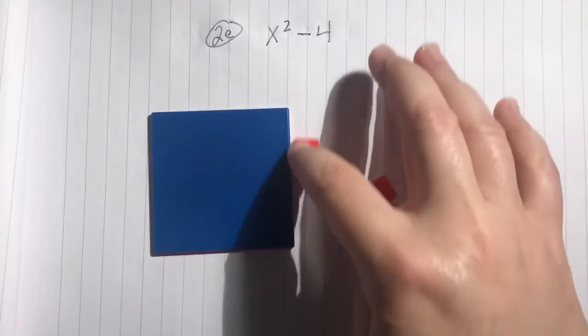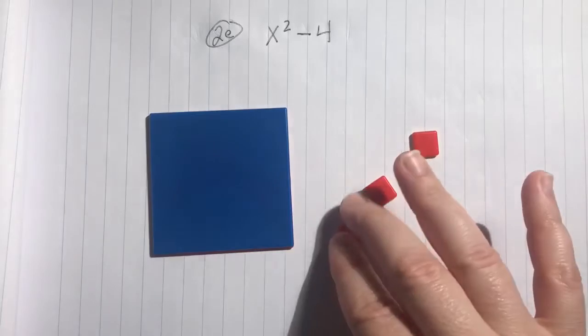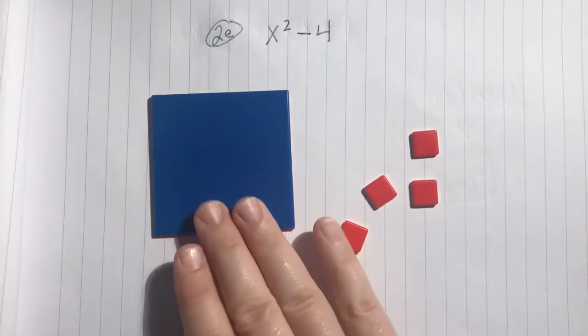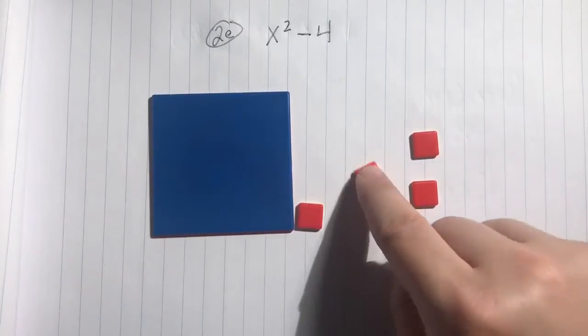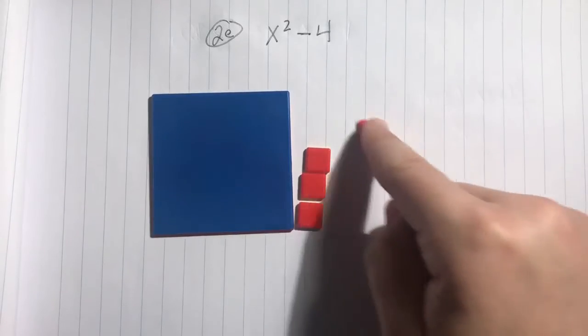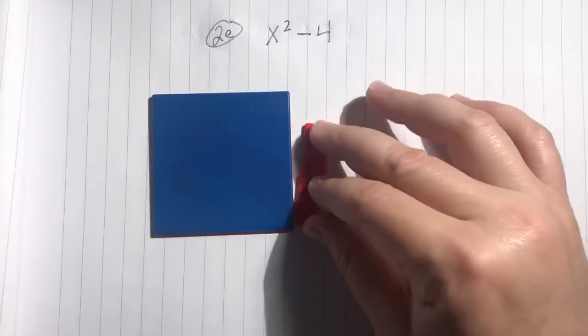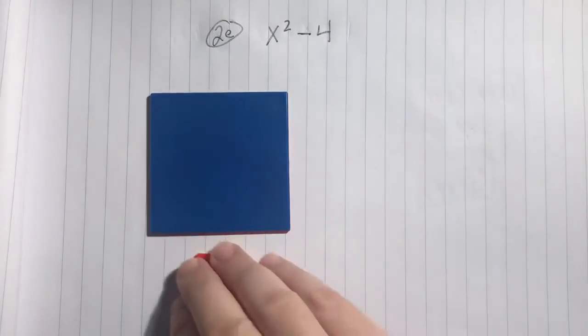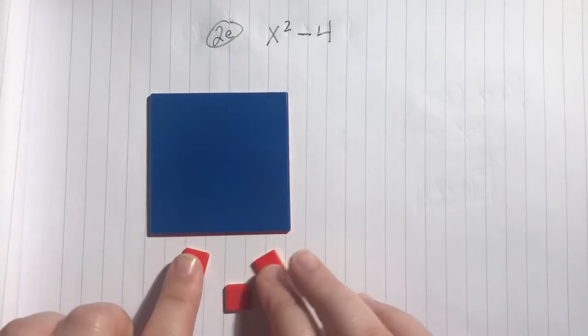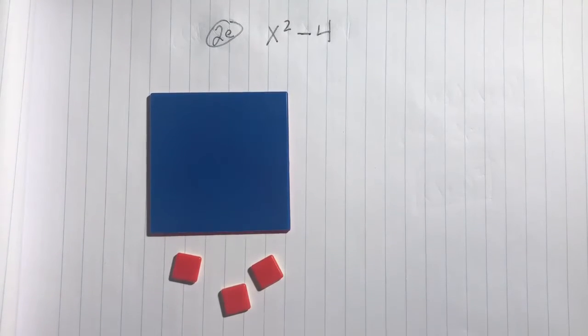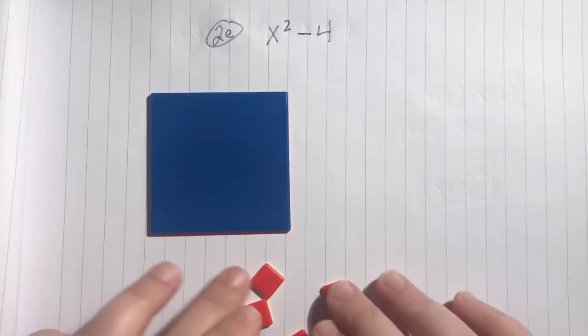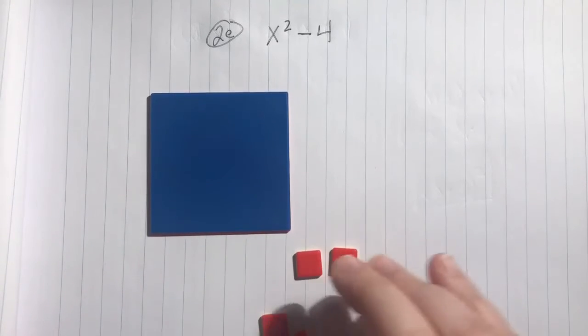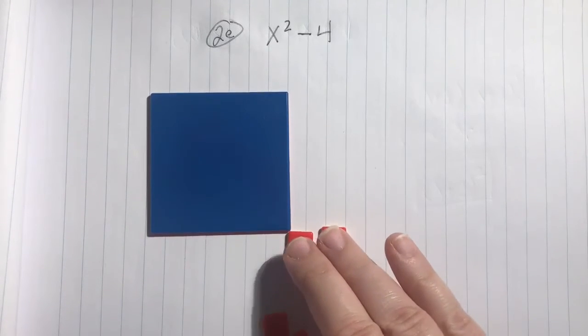Since we don't know how long this side is, we only know that it's x, which is a variable, I cannot put these pieces here because I'd be assuming that this is a certain length. So I can't put them anywhere along this side. It's not going to work. So really, they have to be kind of alone out here.